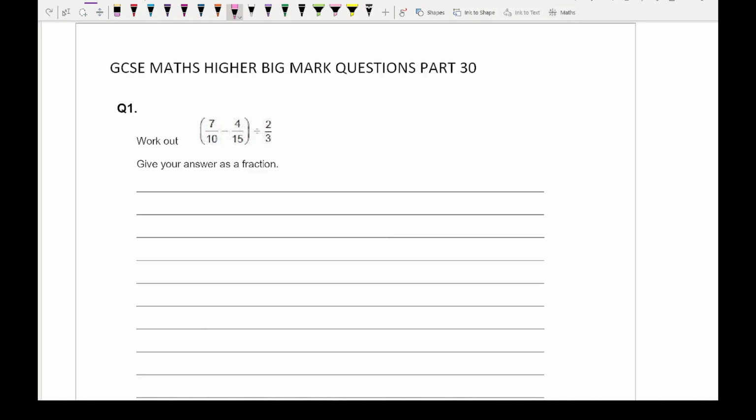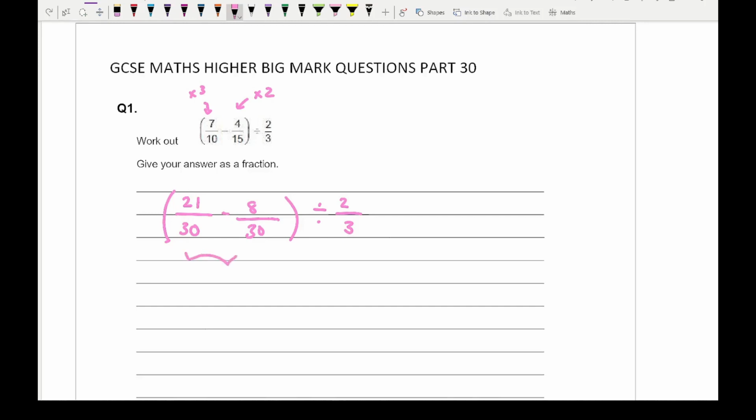Now in this case my common denominator, or the lowest common multiple of 10 and 15, is going to be 30. So if I multiply this fraction by 3 and this fraction by 2, I'm going to get 21 over 30 minus 8 over 30. And again, I'm not going to forget the divided by 2/3, so I'm still going to write that down because I do not want to forget that.